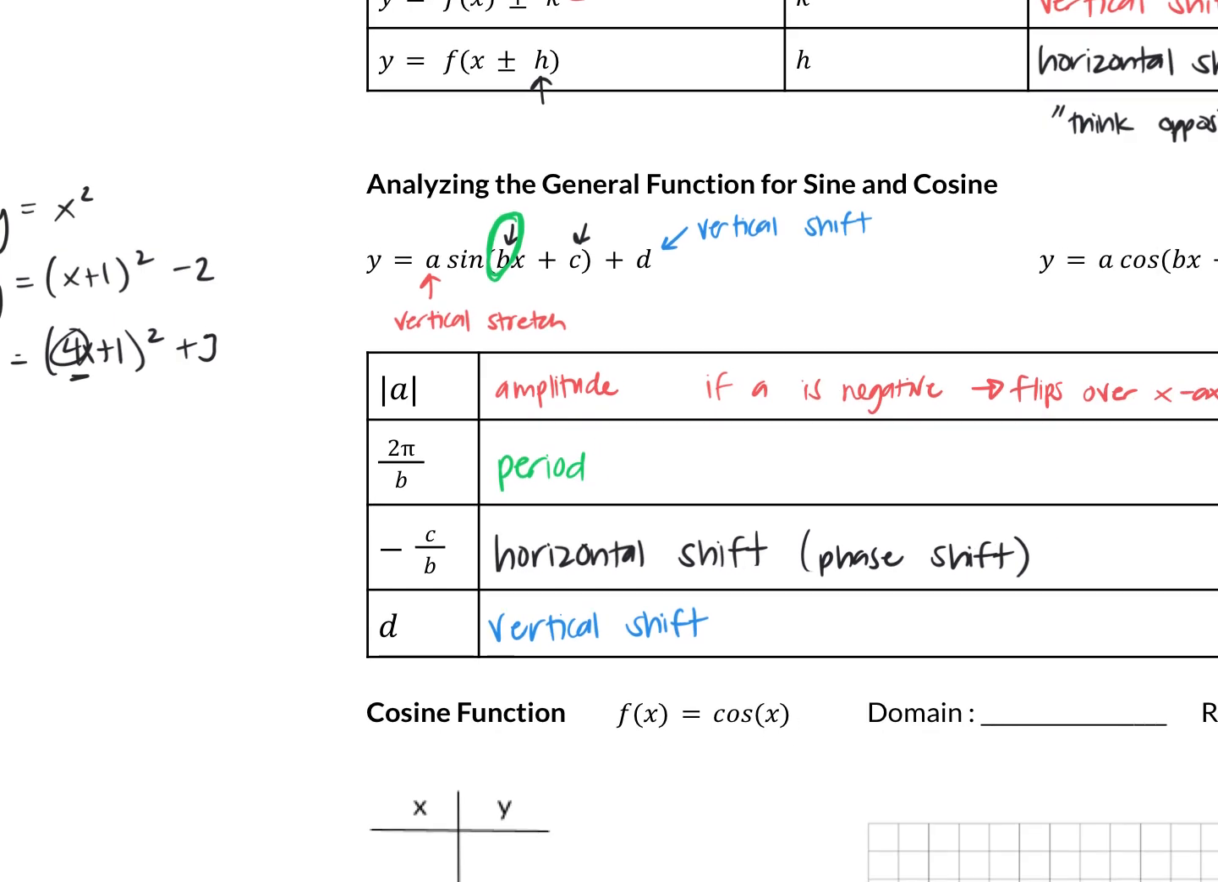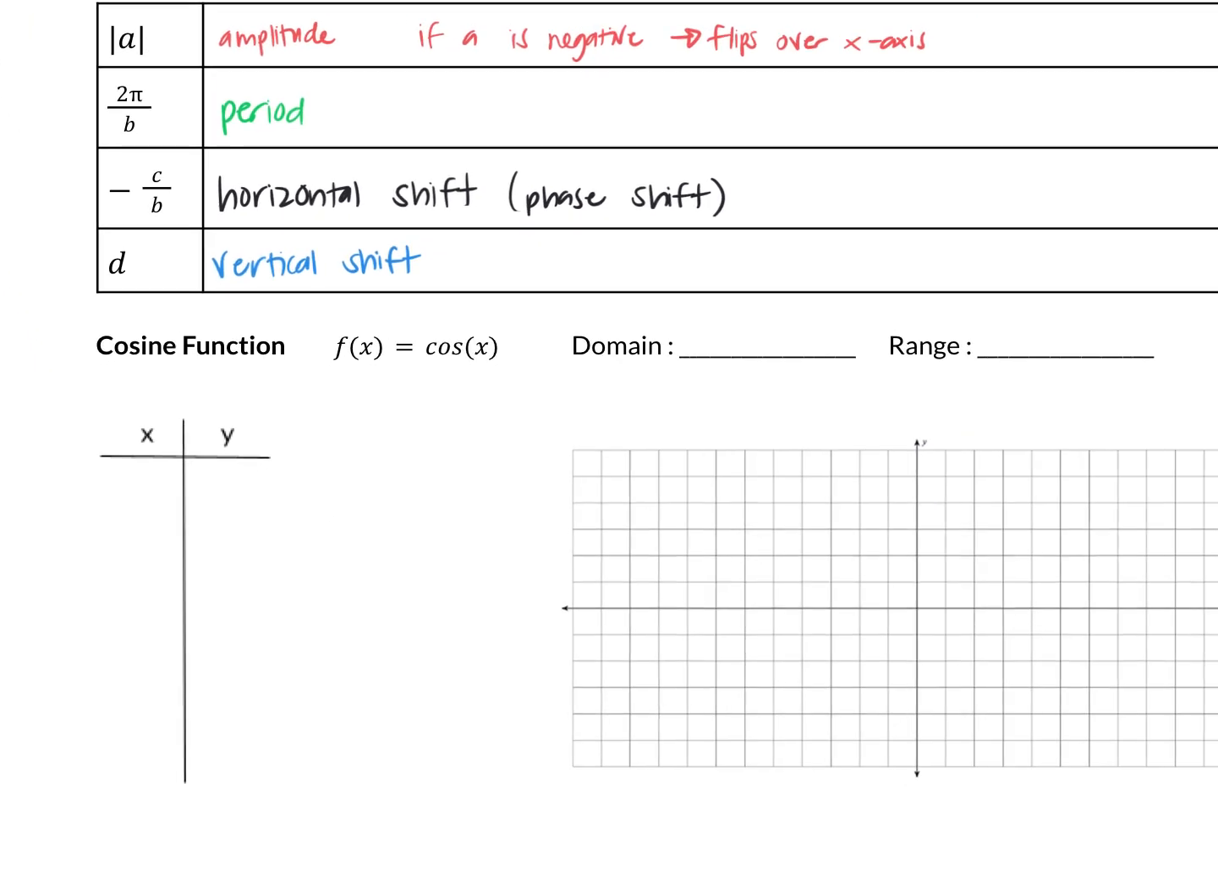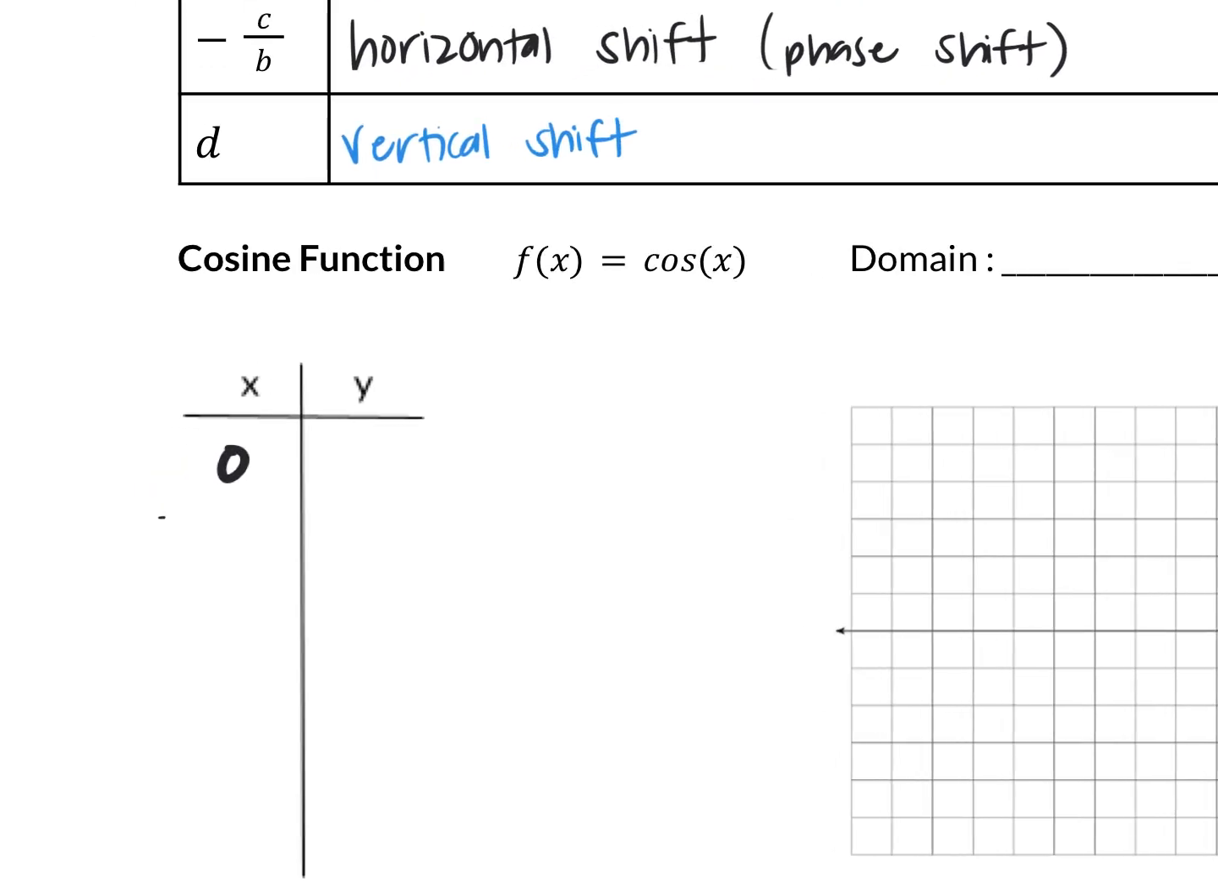Question on those things? Okay, now we're going to look at cosine. If you don't remember your cosine values of your unit circle, you might want to go back and forth between this page and the last one. But we're going to use the same x values. So I'm going to use the same 0, pi over 2, pi, 3 pi over 2, and 2 pi.